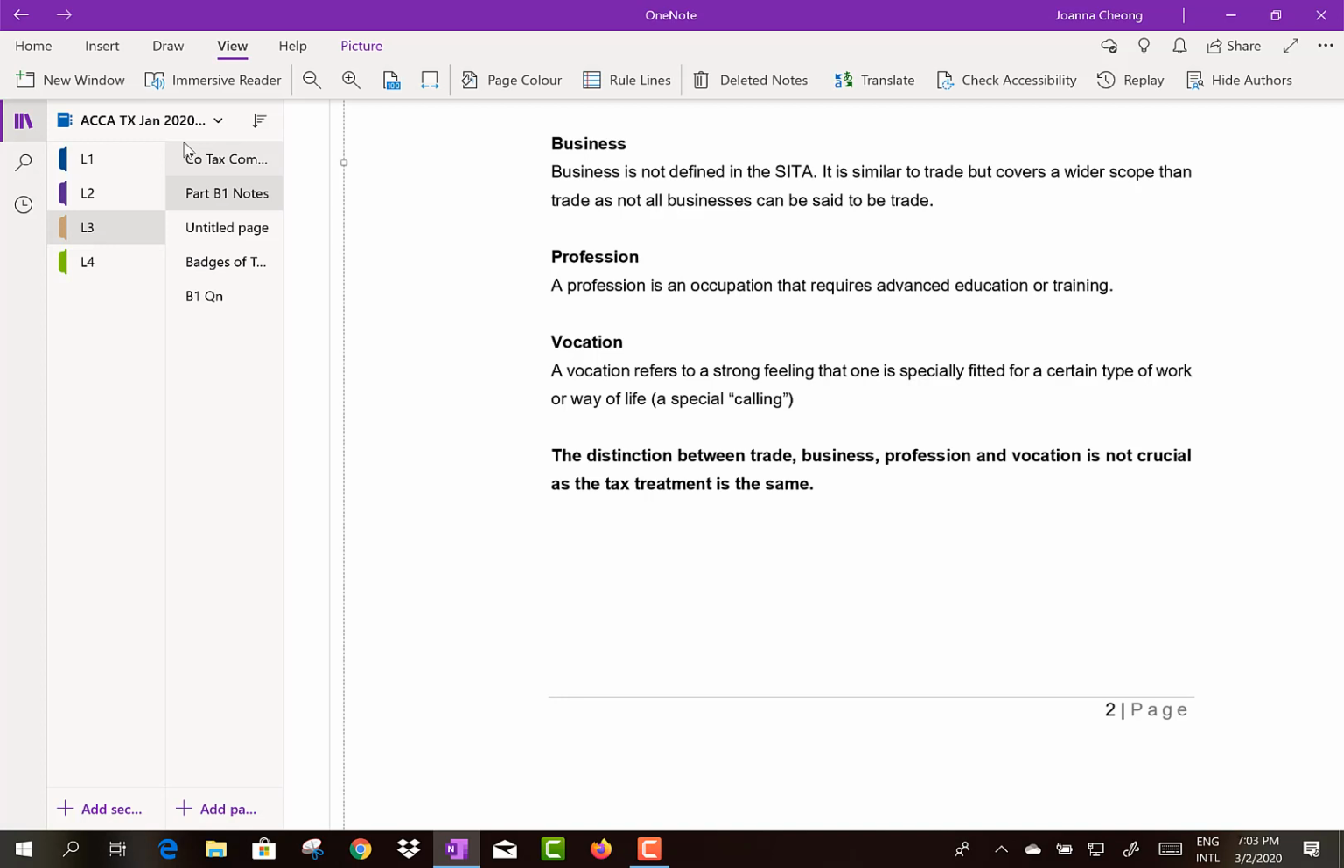Now what about profession? A profession is an occupation that requires advanced education or training. What kind of job do you think will require advanced education or training? Doctors or even lawyers, or even accountants, people like you in future, if you decide to do freelance. Freelance means you are your own boss, you do bookkeeping using your own name, and the income that you earn will be under 10.1a.